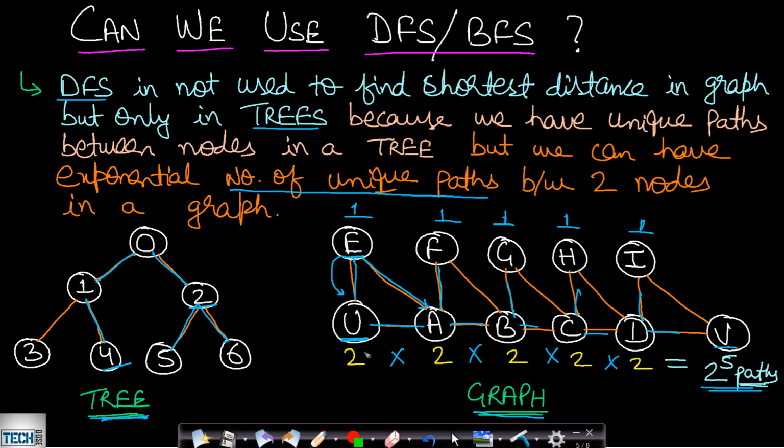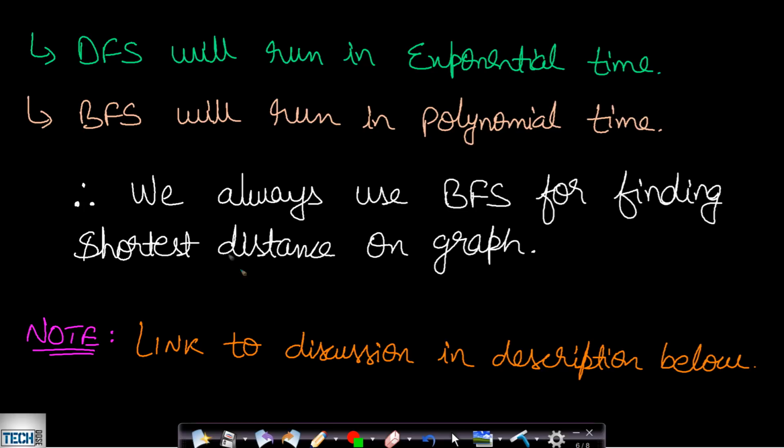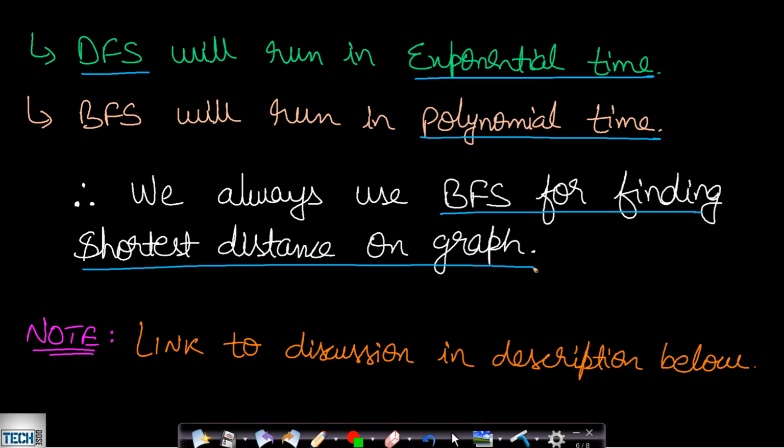So it will be very time consuming to calculate the shortest path between U and V if you are given a graph. That is why we will not be using DFS in such problems. So DFS will run in exponential time, but BFS can solve it in polynomial time. Therefore, we always use BFS for finding the shortest distance on a graph. There is a very good discussion link for this in Codeforces. The link for that will be present in the description below. You can check that out.